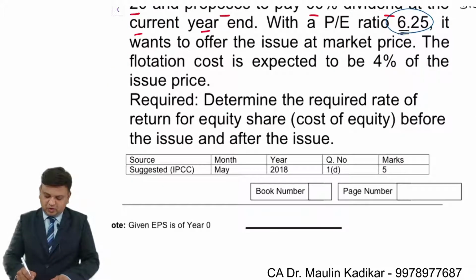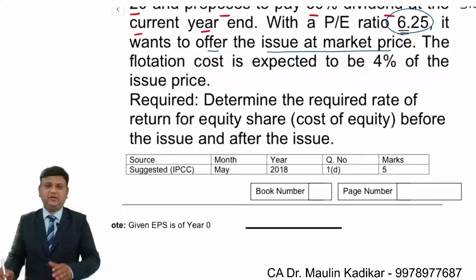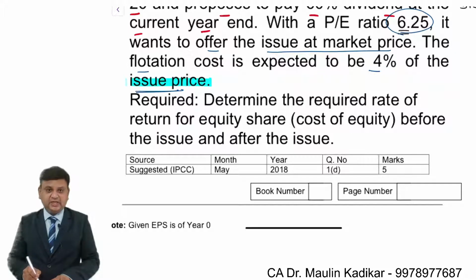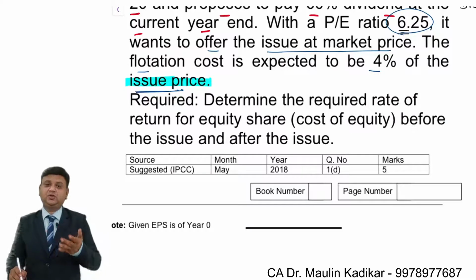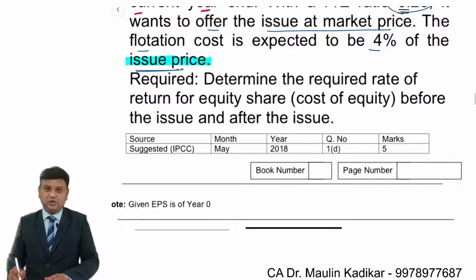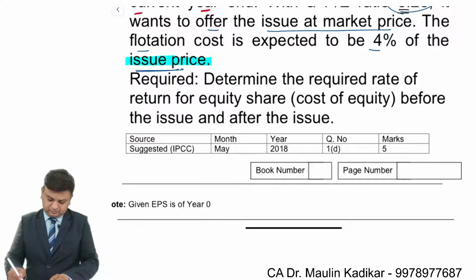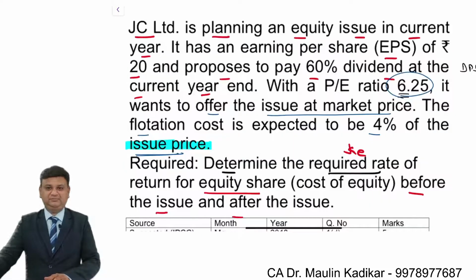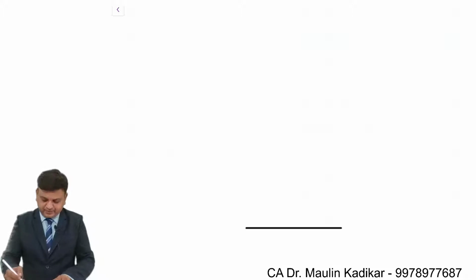It wants to offer the issue at market price. Very good clarification is made. Even otherwise, we always make this assumption. The flotation cost is 4% of the issue price. See, there is a clarification provided to us in the example. The new issue will have the flotation cost of 4% of the issue price, not the face value. Determine the required rate of return, that is KE, for equity shares before the issue and after the issue. That is the question. Please write down the answer.